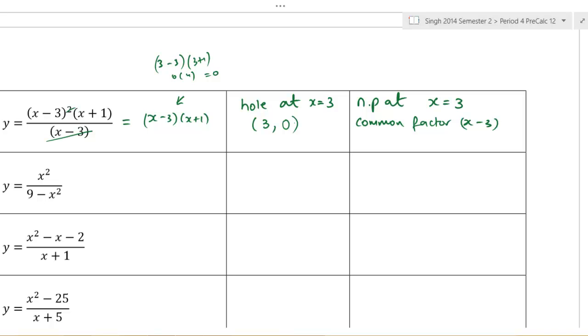Any horizontal asymptotes this time? And the answer is no. The answer is no because the degree of the top is bigger than the degree of the bottom. And whenever that happens, we no longer have any horizontal asymptotes.